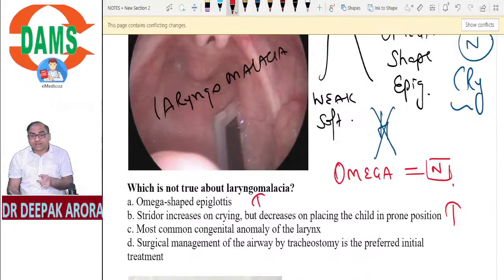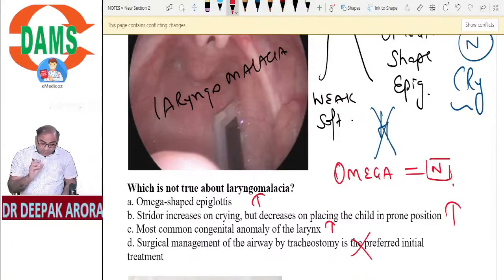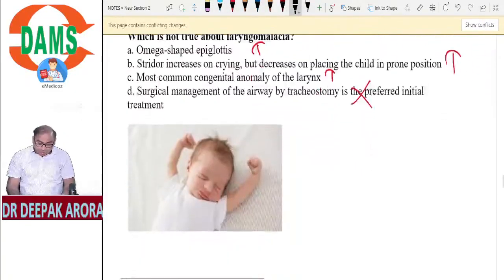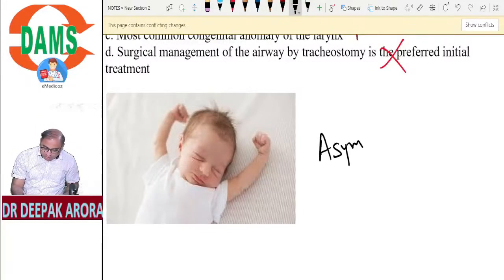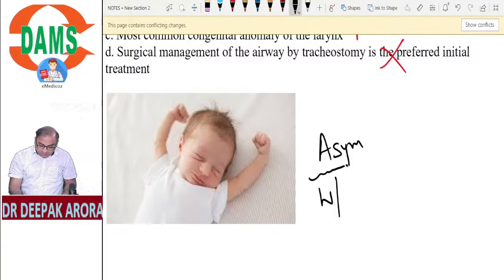Most common congenital anomaly of the larynx, true. Surgical management of the airway by tracheostomy as the initial treatment? Not at all, it is not the initial. Why? What is the initial treatment? What is the first line of treatment of laryngomalacia? Beta, the newborn is very comfortable. Newborn is asymptomatic, always remember. Because the newborn is asymptomatic, what is the treatment? Wait and watch. This image will help you in the examination hall.